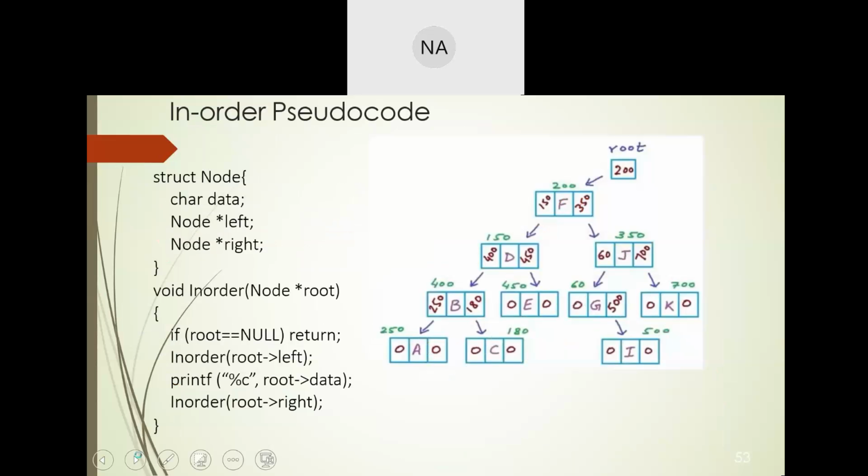This is the pseudo code. If root is null, then simply return. Otherwise, traverse the left subtree in order, then print the root node, and then traverse the right subtree in order. This is the recursive definition, and the same way you can use the in-order traversal algorithm.